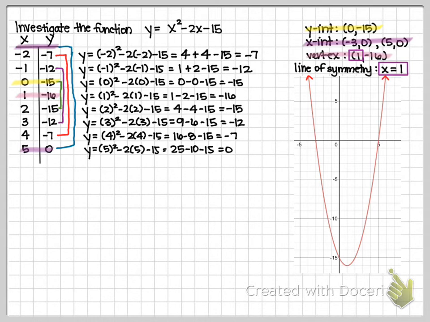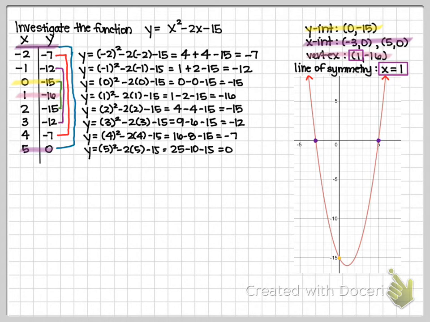You will see that I've got my y-intercept down at 0, -15. So that's my yellow plotted point. You will also see that I have my X-intercepts plotted. So from my table, there's the -3, 0 and the 5, 0. I can also go ahead and add my line of symmetry to this as well. So let's go ahead and put that down the middle.